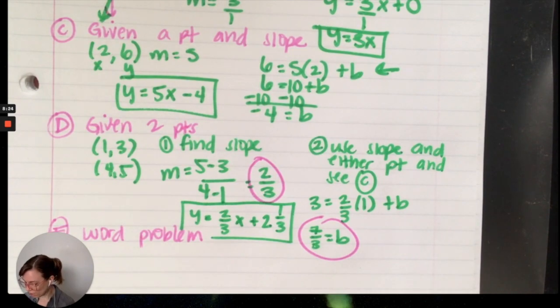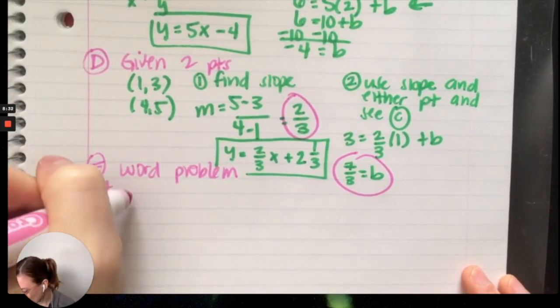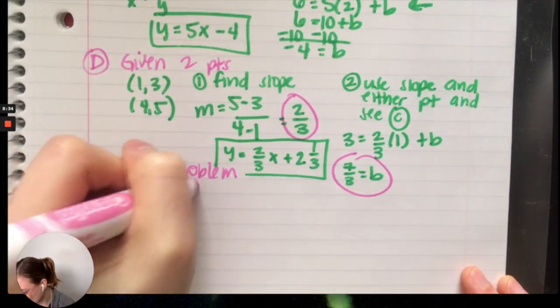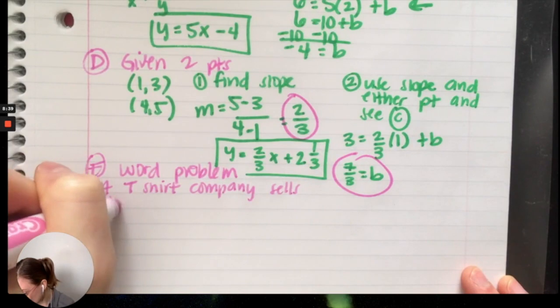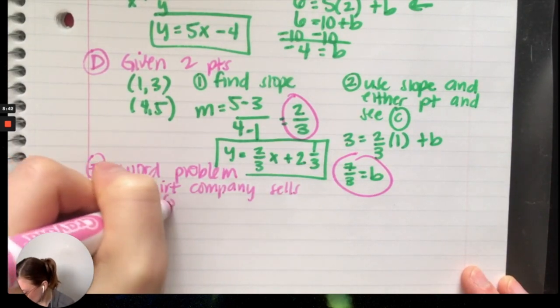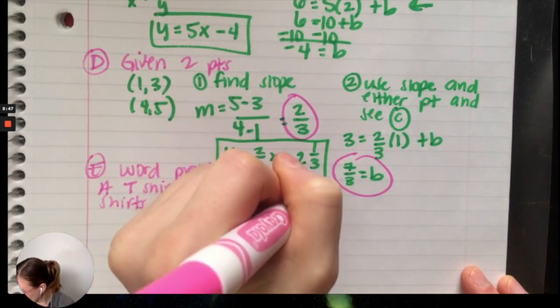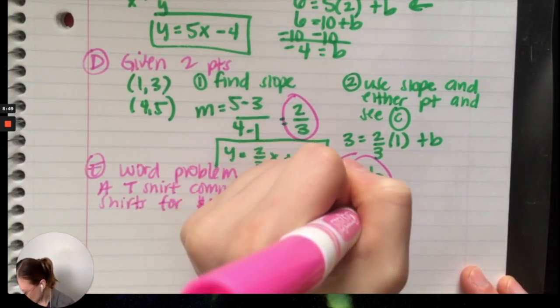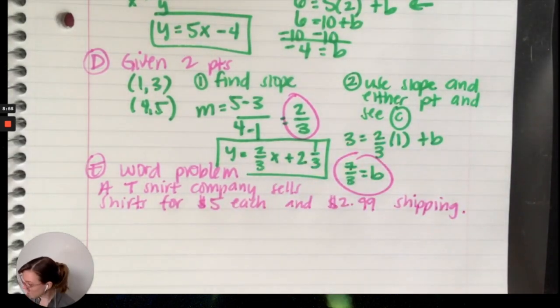Okay, word problem. I'm going to write it out in pink since that's the problem part. All right. A t-shirt company sells shirts for $5 each and $2.99 shipping. Okay, so we're writing a slope-intercept form equation for this real-world scenario.